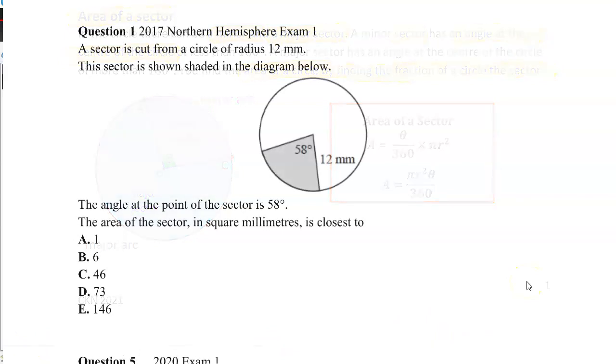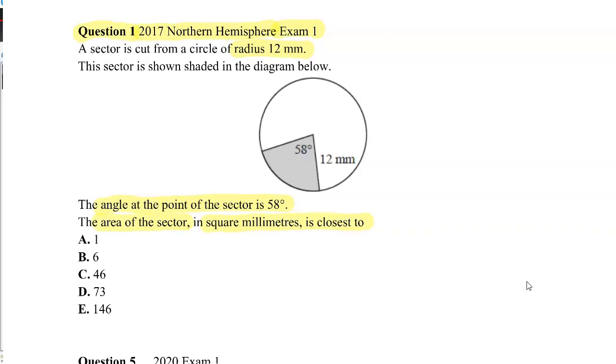Okay, let's do some past exam questions now. This is question 1 from exam 1, so it's meant to be straightforward. It's from the 2017 Northern Hemisphere exam. A sector is cut from a circle of radius 12 millimeters, as we can see in the diagram below. The angle at the point of the sector is 58 degrees. The area of the sector in square millimeters is closest to.